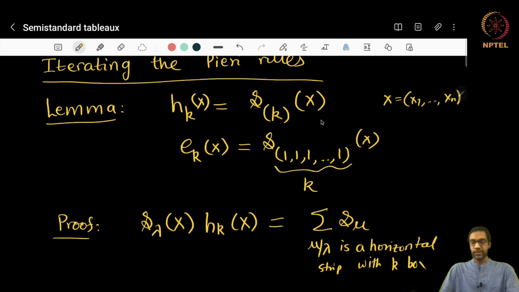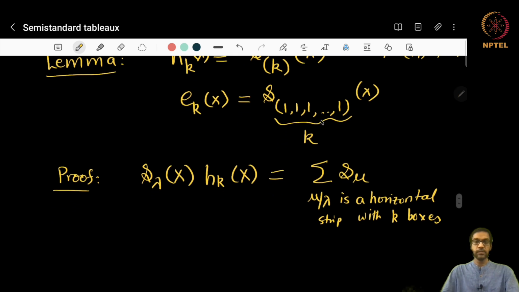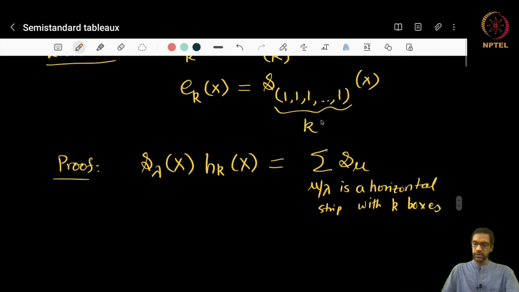Okay, so we know what that means. You have to attach k extra boxes to the diagram of lambda such that all k of those boxes lie within the horizontal shadow of lambda. Okay, now this is the product. Now what I'm going to do here is just take lambda to be the empty partition. So this is actually a partition of the number 0. This means there are just no parts.